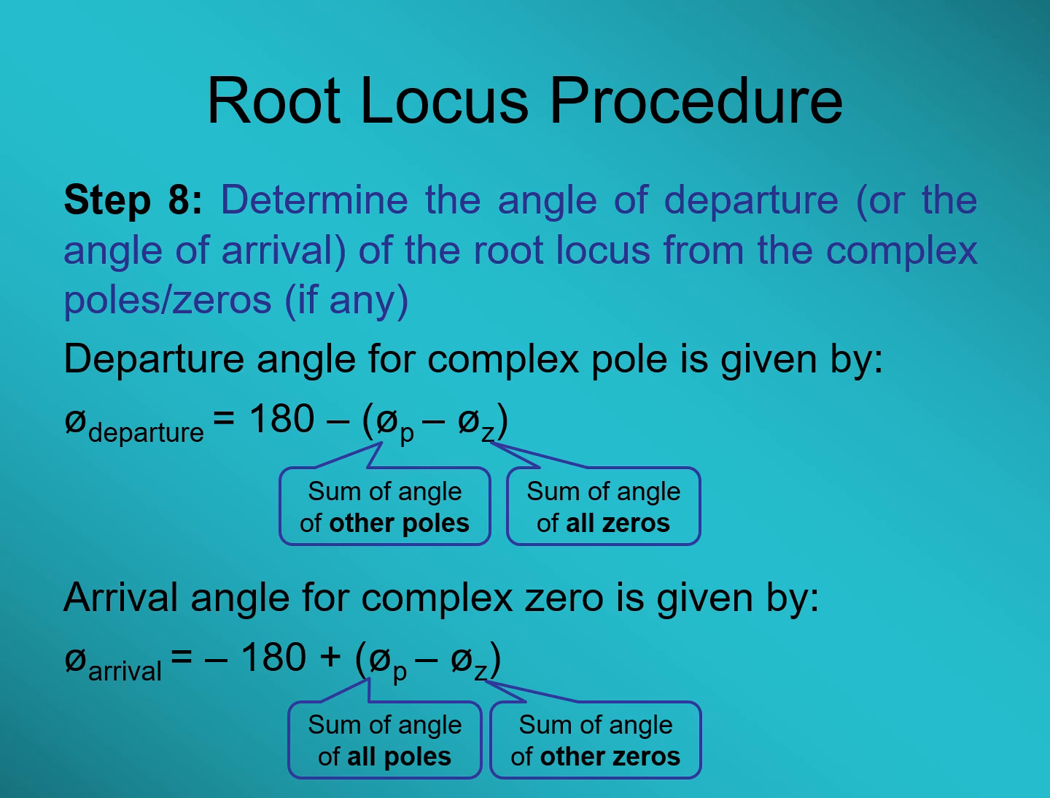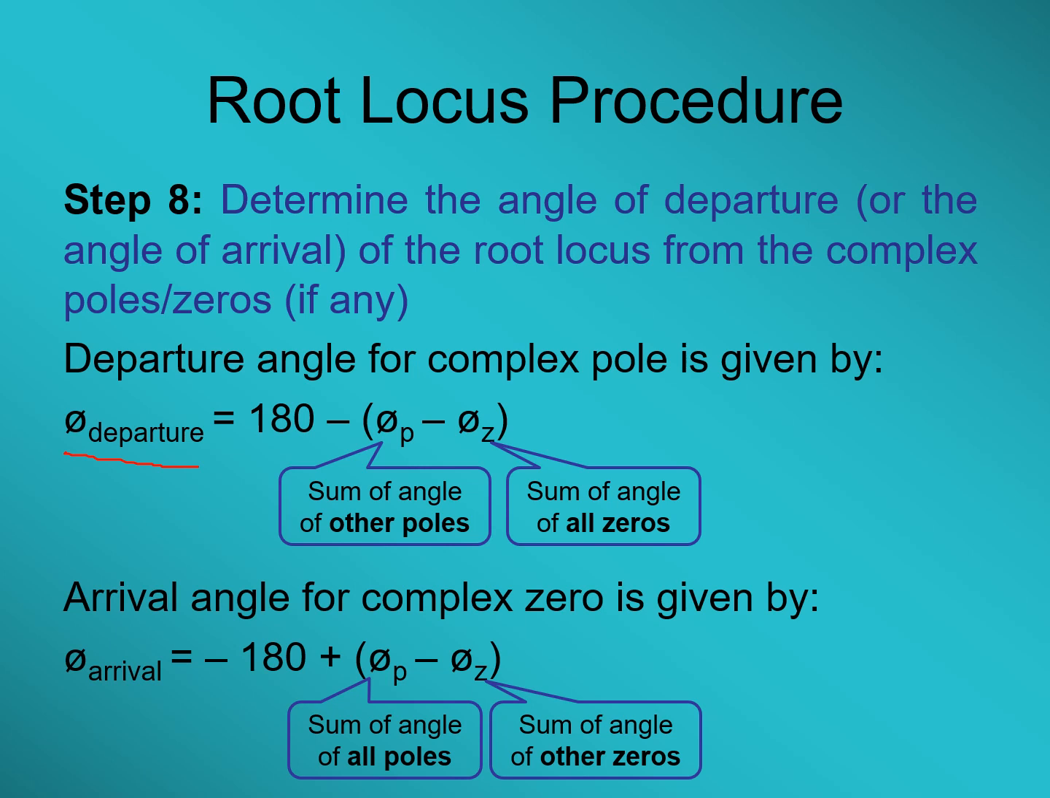Step number 8, determine the angle of departure or the angle of arrival of the root locus from the complex poles or zeros, if any. Okay, so departure or arrival depends on whether we have complex poles or complex zeros. So there are two formulas, according to the pole and also according to the zero. The departure angle for a complex pole is given by phi departure equals 180 degrees minus phi p minus phi z.